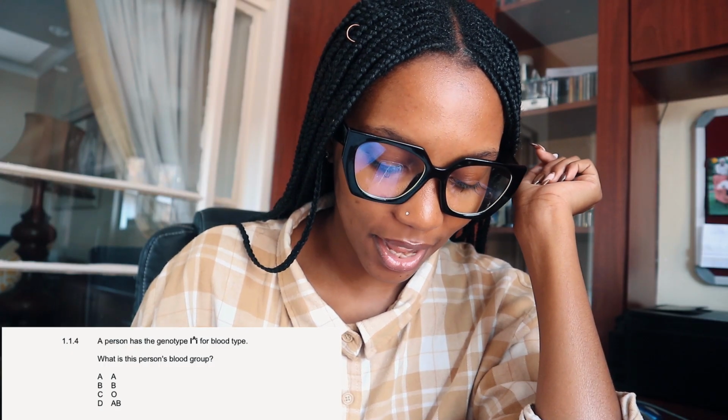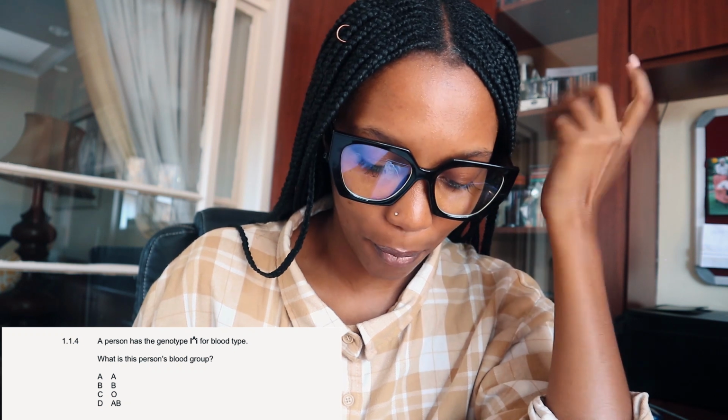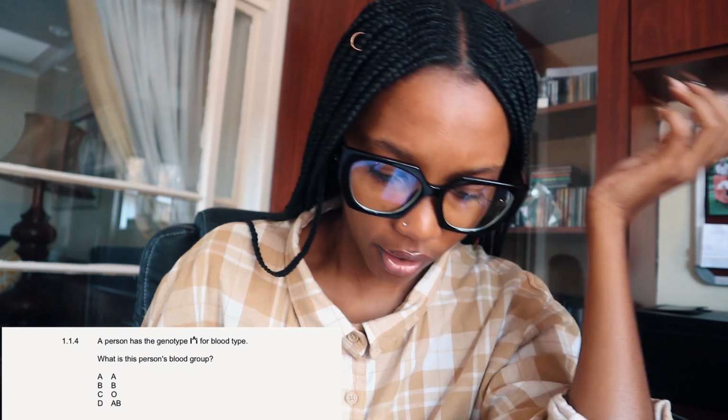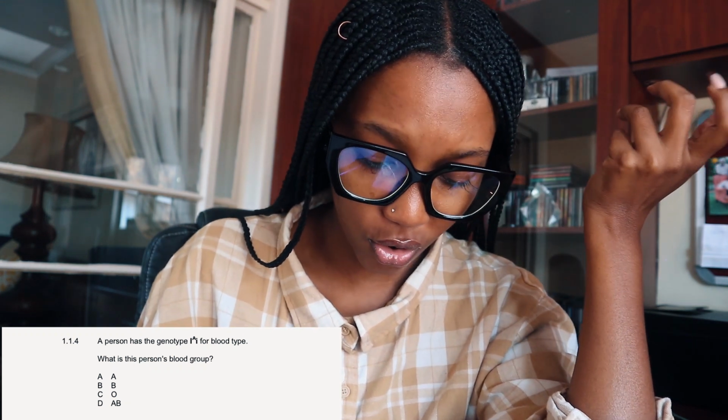A person has the genotype for blood type. What is this person's blood group? A, B, B, C, O, D, A, B. It's A. Because the A is right there.